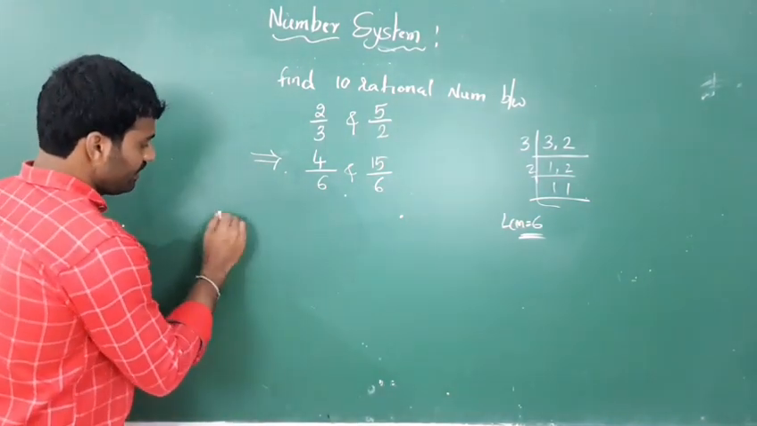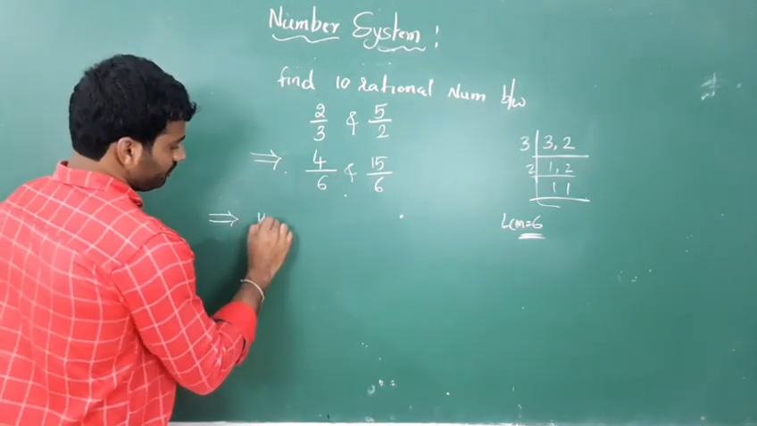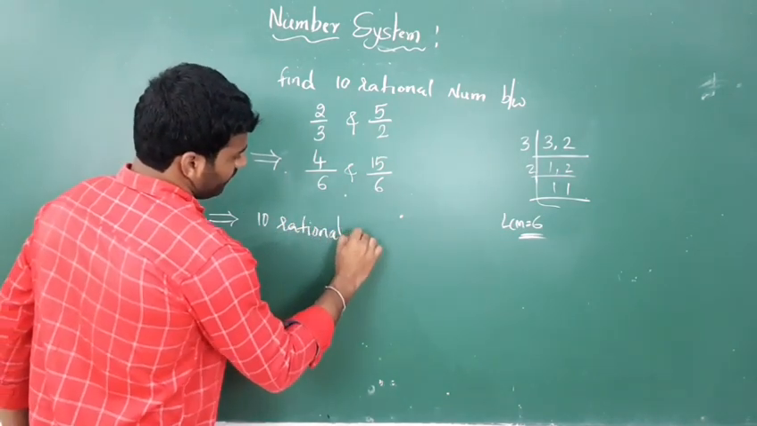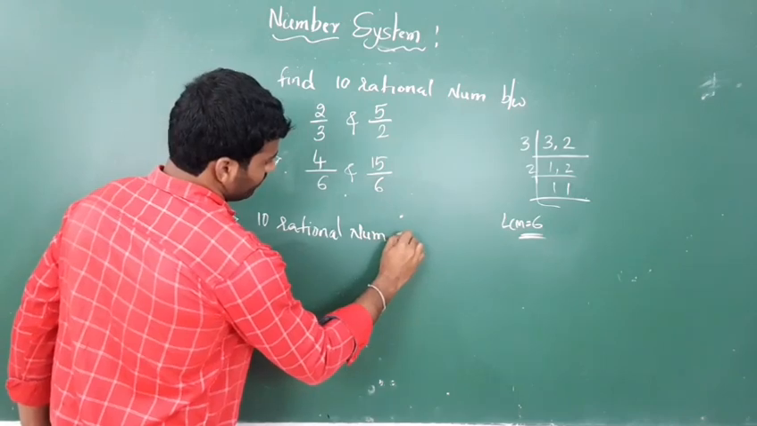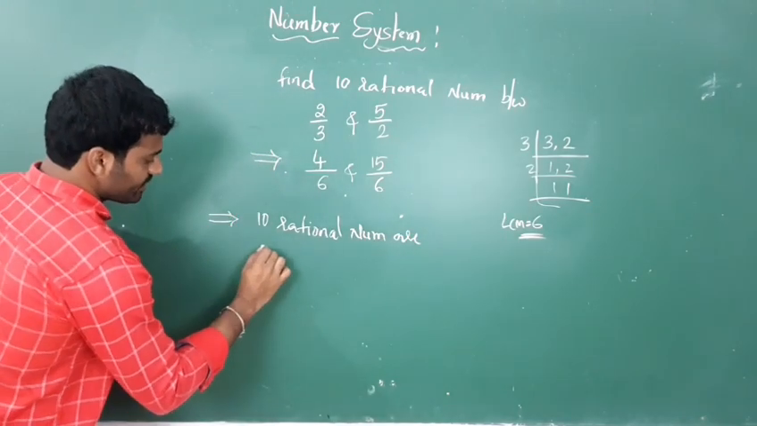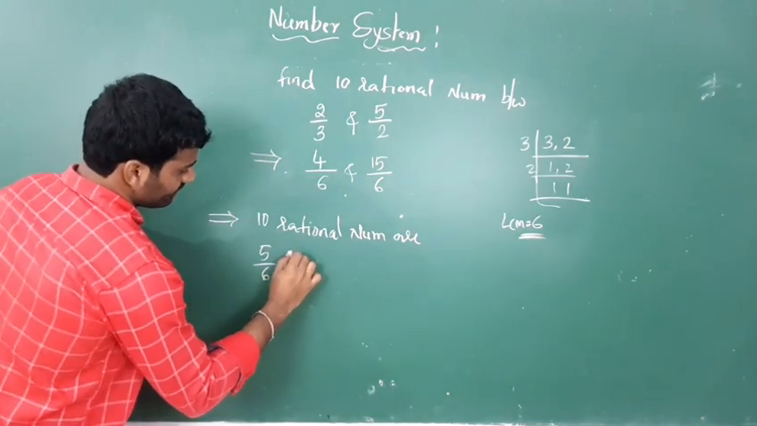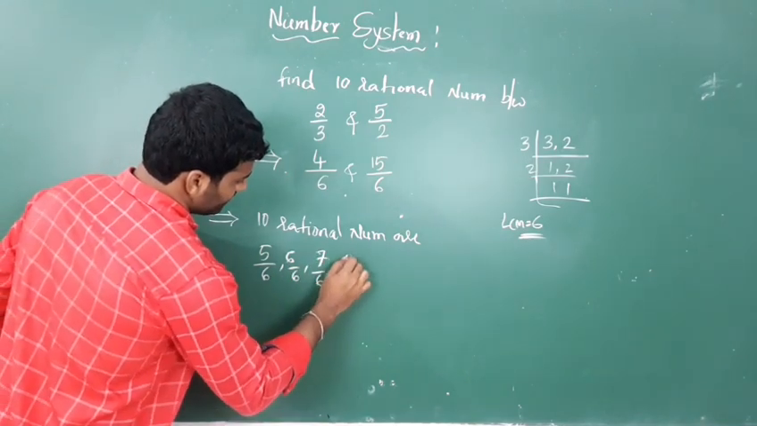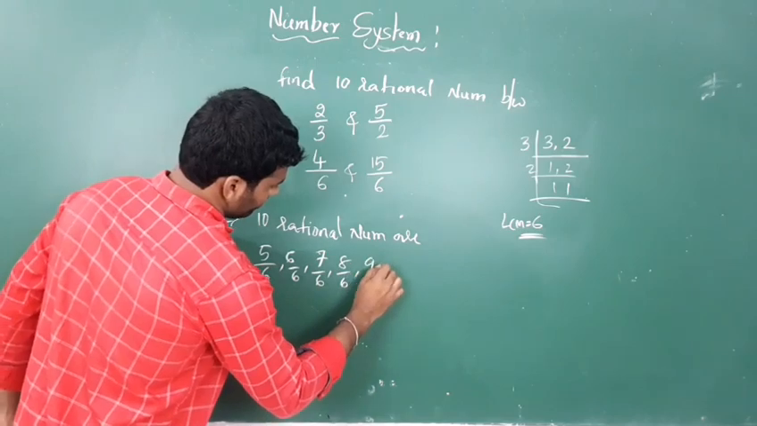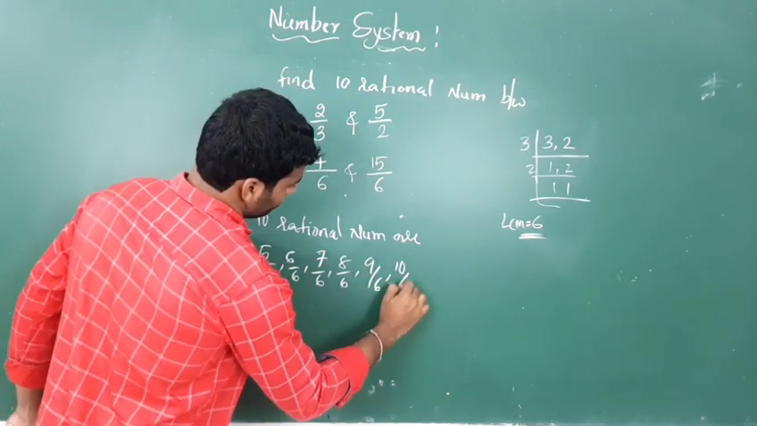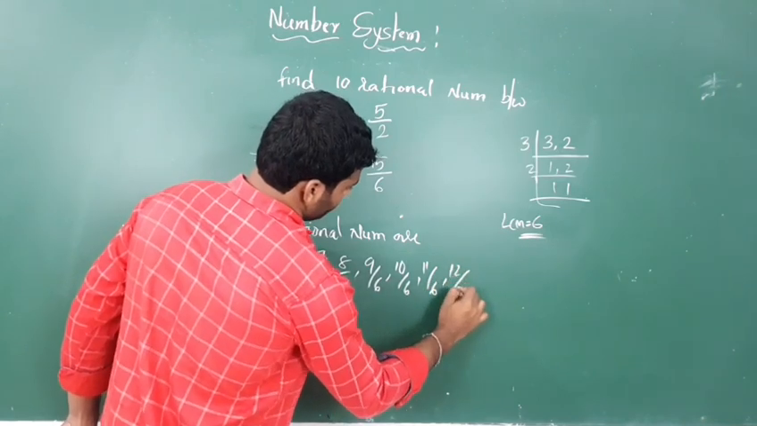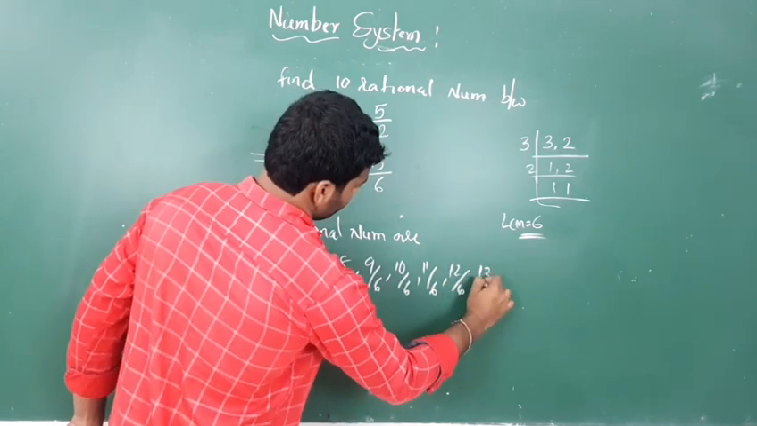So how can we write it? The 10 rational numbers are 5 by 6, 6 by 6, 7 by 6, 8 by 6, 9 by 6, 10 by 6, 11 by 6, 12 by 6, and so on.